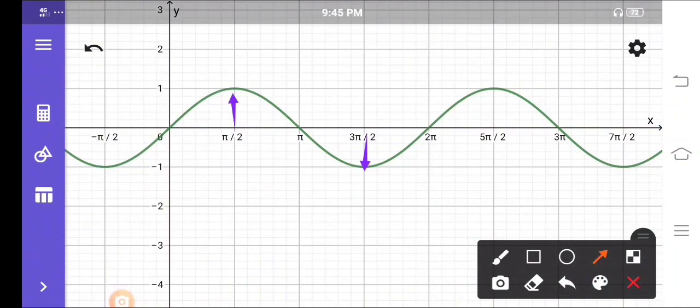How about the period? The period is one complete cycle. So considering y is equal to a sine bx, in our example, we have y is equal to sine x. So our a is 1, our b is 1. Using the formula 2 pi over b, our b is 1, so 2 pi over 1 is 2 pi. So our period, or one complete cycle, is from 0 to 2 pi.